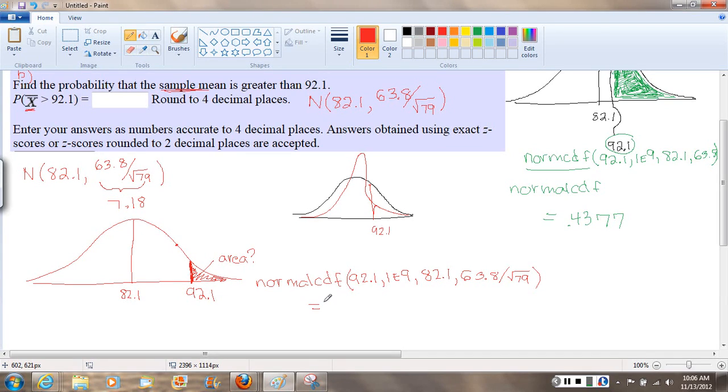So let's do that. Second vars, option 2, normal CDF, and then 92.1, comma, 1E9, comma, 82.1, comma, and then 63.8 divided by the square root of 79, and I'm getting 0.0817, which would round to 0.0818. So it's going to be here, 0.0818, and that would be my answer.